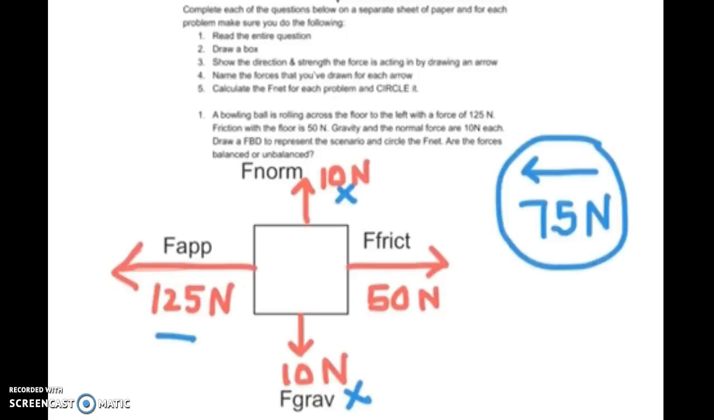Finally, the last part of the question says, are the forces balanced or unbalanced? Since we have a number of 75 newtons to the left, this object is in motion, which means that the object is unbalanced.